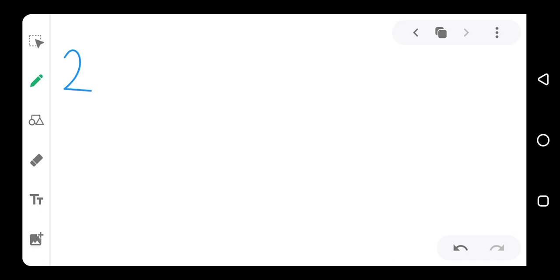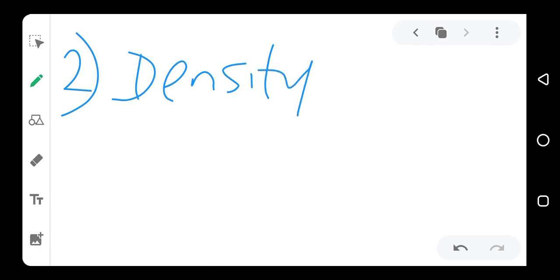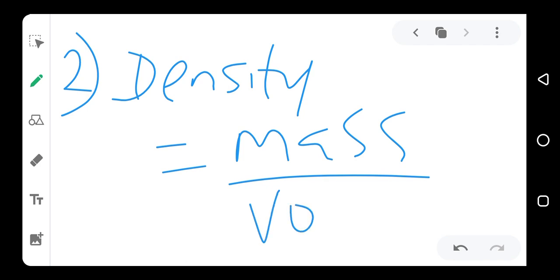Number 2, density. Density is defined as the ratio of mass and volume. That is, mass divided by volume is density. Density equals mass over volume. Mass is a fundamental physical quantity, so we are not doing any calculation on it. We just leave it and then we face volume.